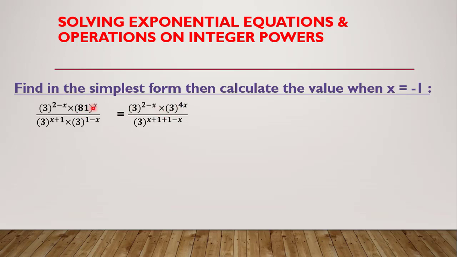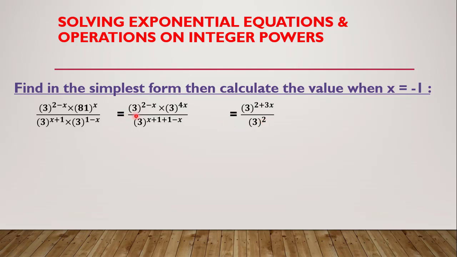And here we have x. So 3 power 4x. Okay. Here we have 3 power x plus 1 and 3 power 1 minus x. Multiplication operation. So write the same base, which is 3. And I'll add the powers x plus 1 minus x. So it will be 3 power 2 because x minus x equals 0. So here I have 3 power 2.